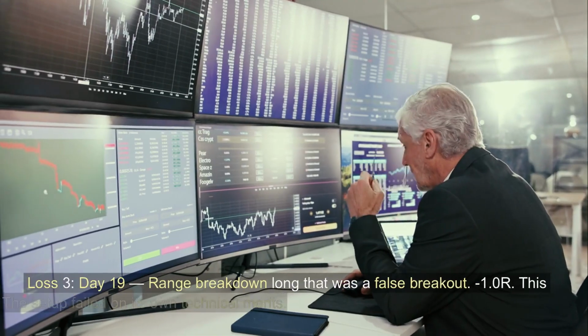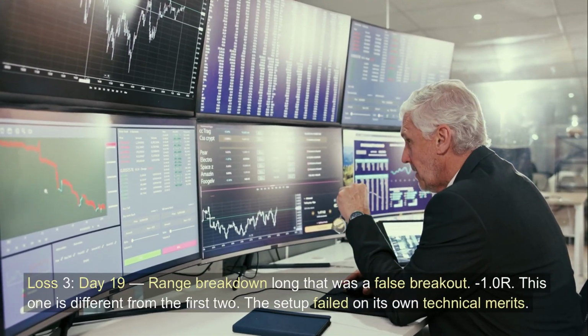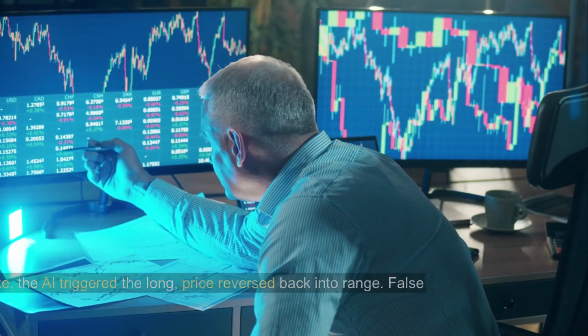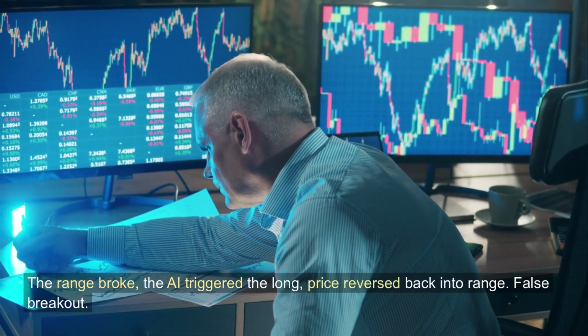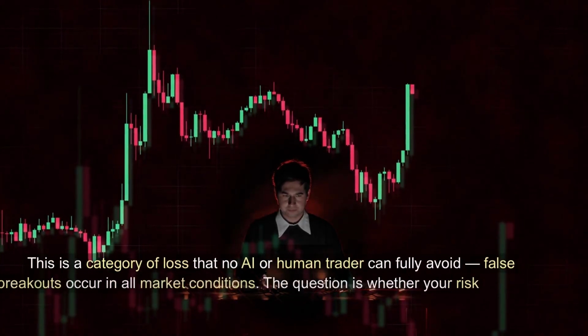On a $25,000 account with 1% risk per trade, $250 per trade, 19.1R translates to approximately $4,775 net gain, a 19.1% return over 30 days. I want to be careful with that number.